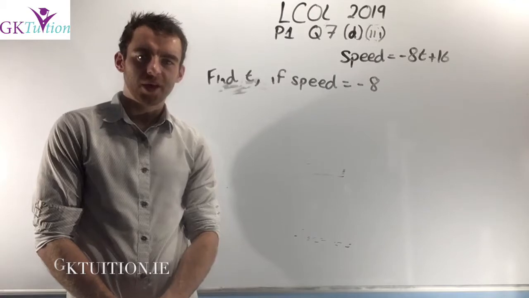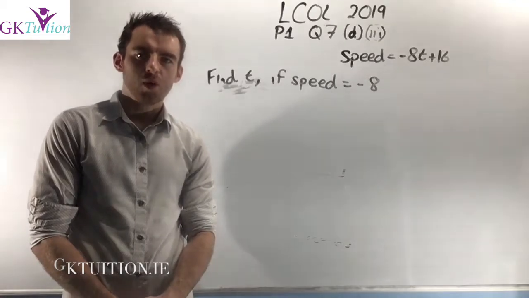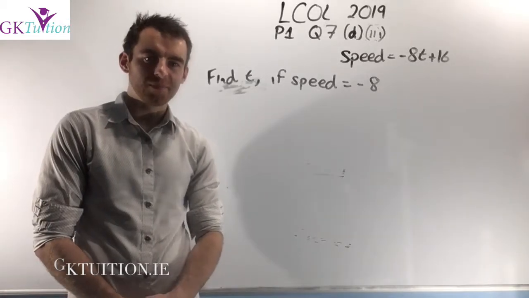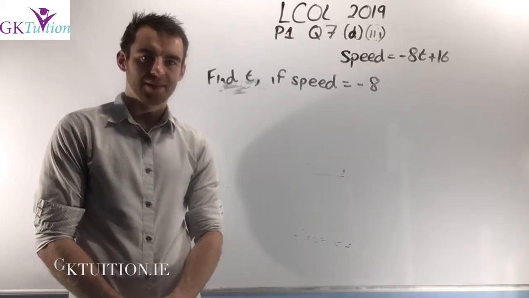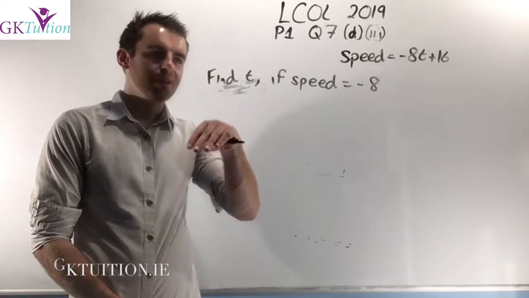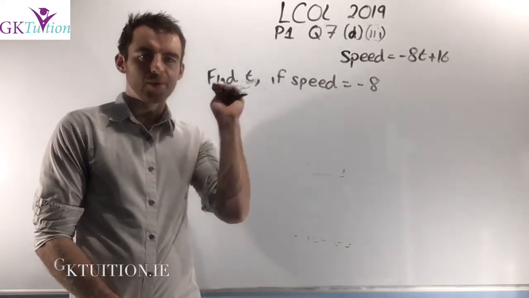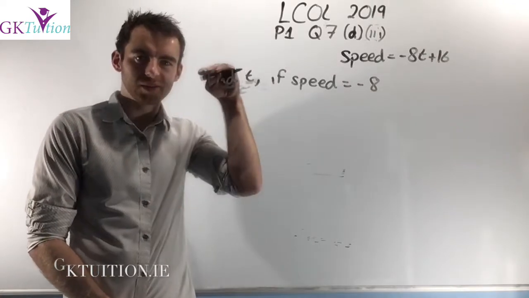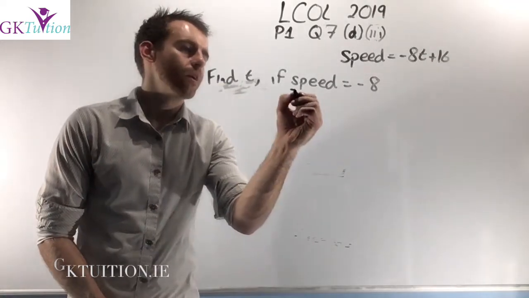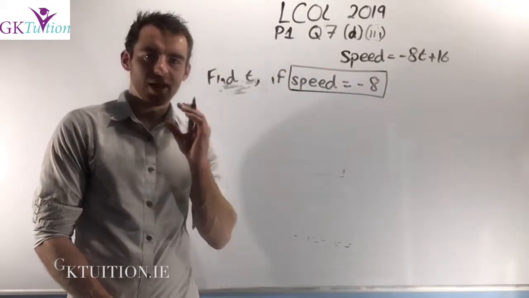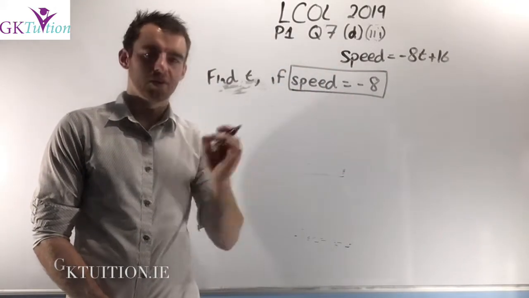In D part 3, I'm asked to find the time when the ball is traveling at 8 meters per second and it's descending. If the ball is going down, that means the speed is minus 8 meters per second. Remember the previous one, my answer was minus 16 because the ball was going down. This time, they're telling me the speed is minus 8 meters per second, and I'm asked to find the time when this occurs.